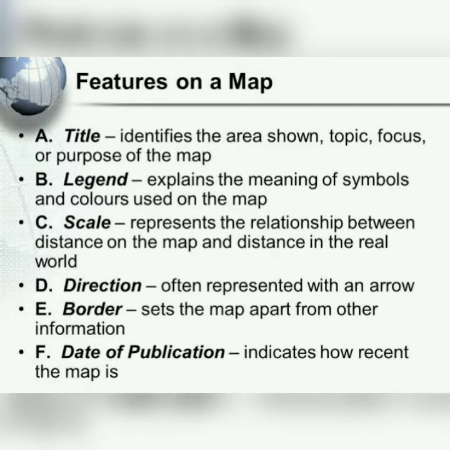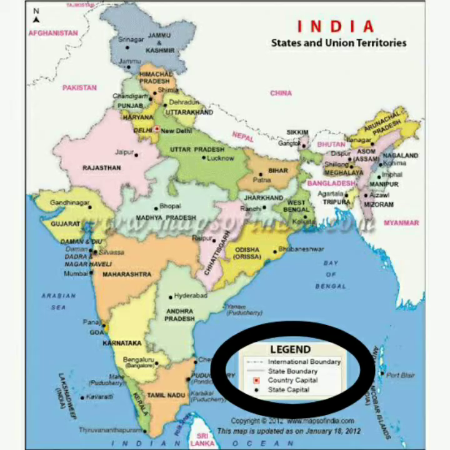The second salient feature is the legend. It should explain the meaning of symbols and colors used on the map. If you are using certain symbols or colors in your map, you have to specify the meaning and the usage of those specifications. Your map should contain a box explaining the colors used and the symbols used in the map.